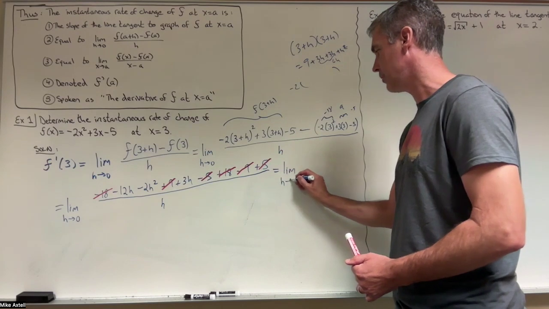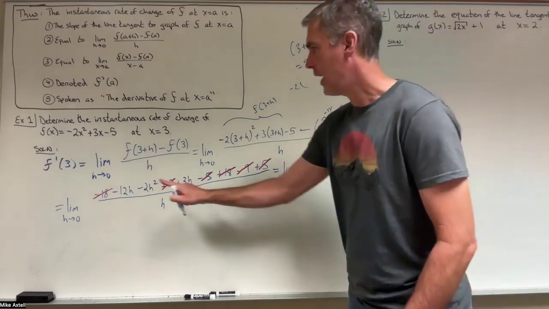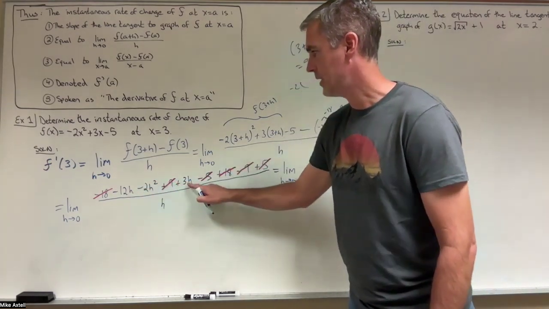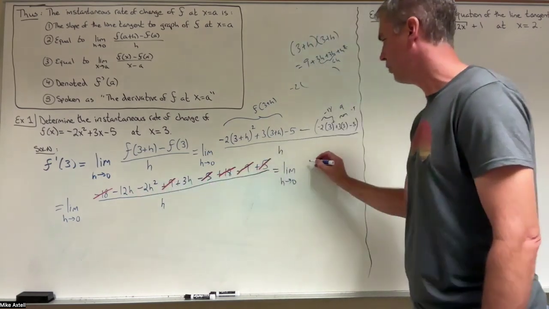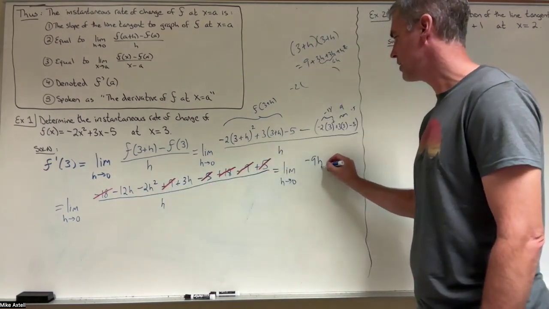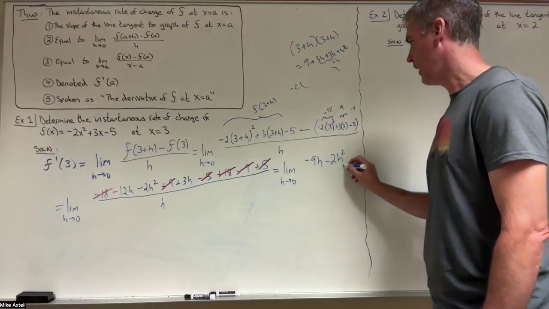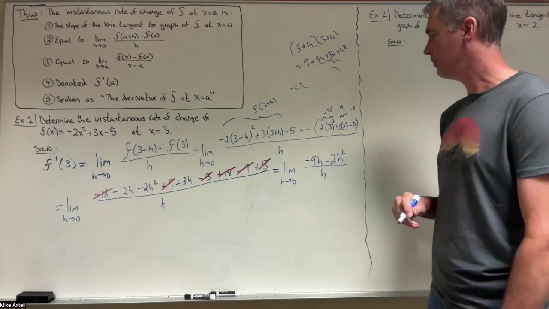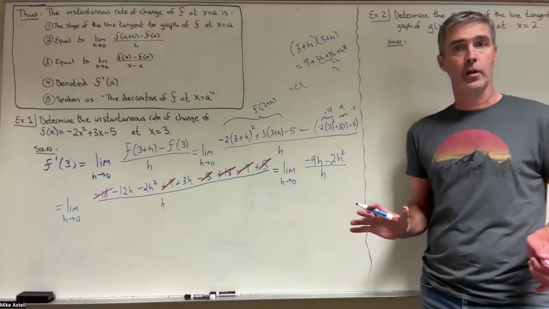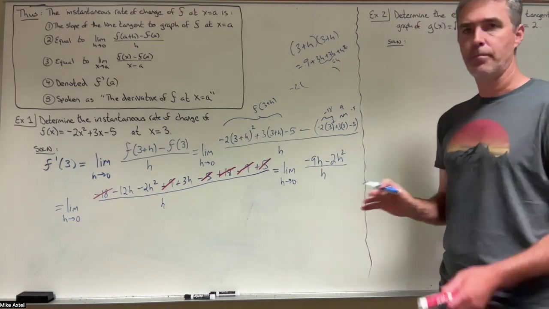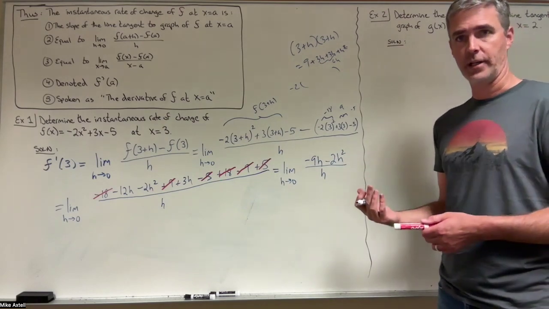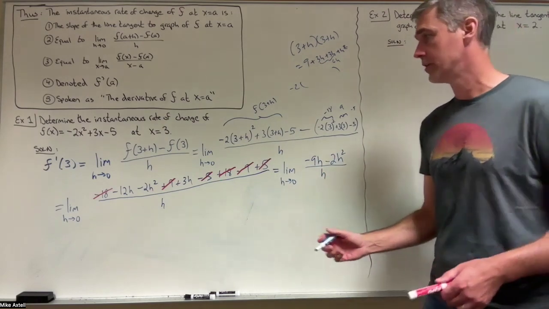Limit h approaches 0. I've got -12 of the h's and +3 of the h's. So I think all told, I have -9 of the h's. And then I've got a -2h squared. And then I've got that h in the denominator. So it's tidied up a lot. And I note that in the numerator, both terms have an h in it, so I could factor that h out in front.